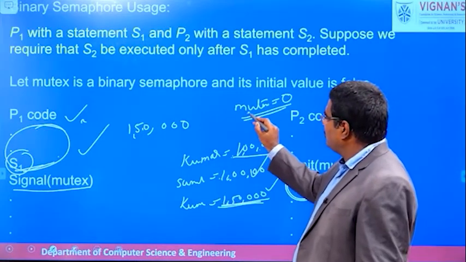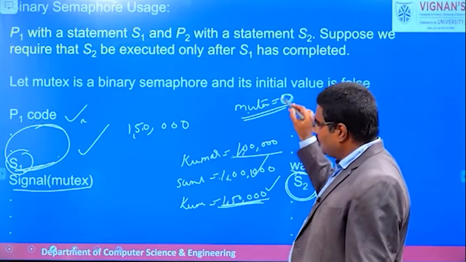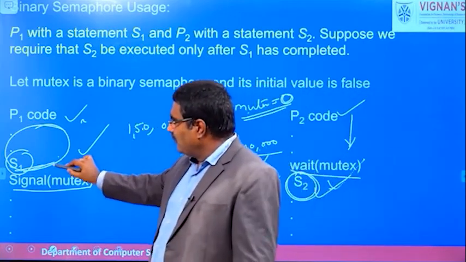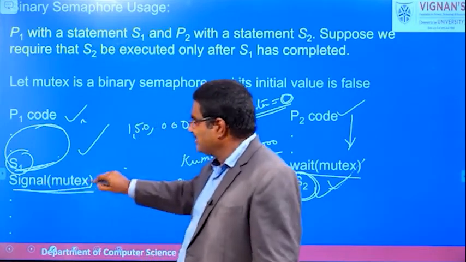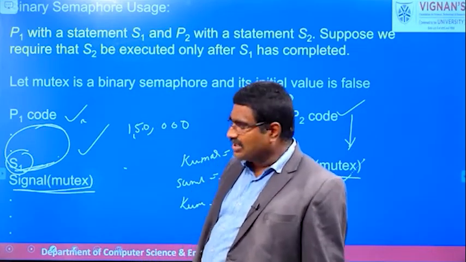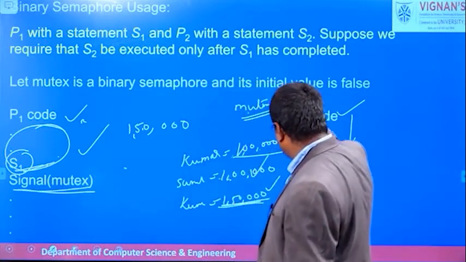For that reason we are using the mutex, a binary semaphore, whose initial value is 0. After crediting the amount from the Sunil account to the Kumar account, they simply call signal mutex. What is the meaning of the signal mutex? Already the mutex value is 0, and once it is called, then only it is set to 1.